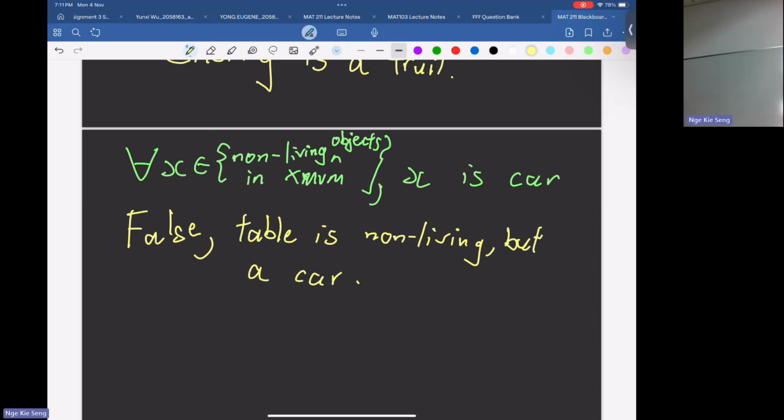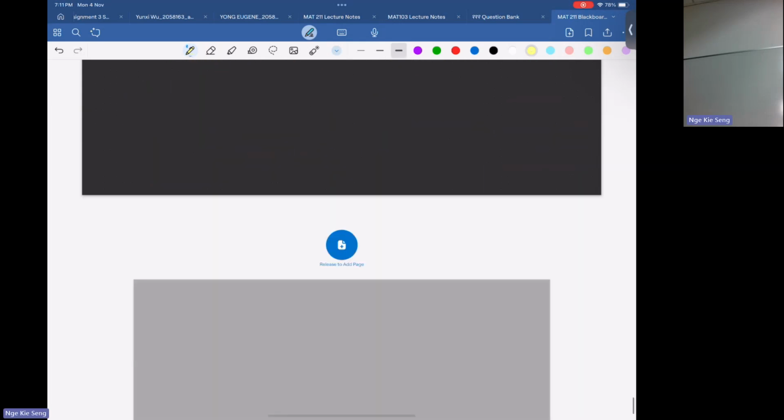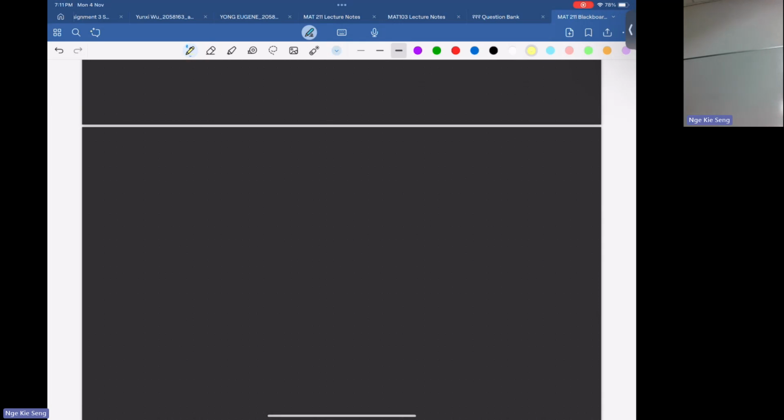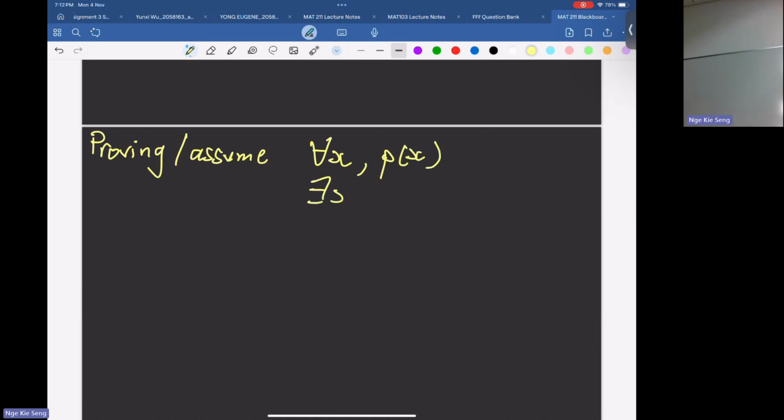So in this case, the table is a counterexample. Understand or not? Is it clear? Okay, so one more thing I want to emphasize is on proving these two kinds of statements and assuming these two kinds of statements: for all x, P(x), and there exists an x, P(x).